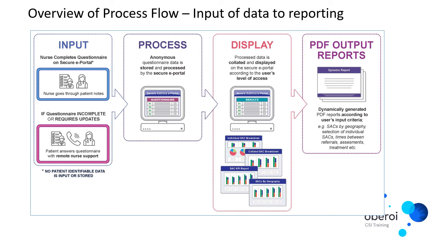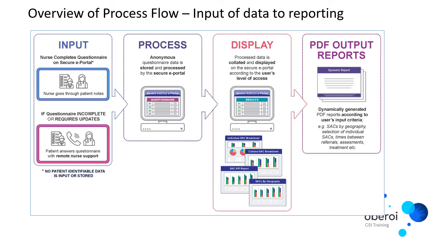So no patient identifiable data is either input or stored within this system. So it's all anonymous. Anonymous questionnaire data is stored and processed by the secure e-portal, and then that data, as soon as it's entered, is available to display. So it's collated and displayed on the secure e-portal. Different levels of access are granted, so they can either see information just for their own centre or for across a group of centres or nationally.